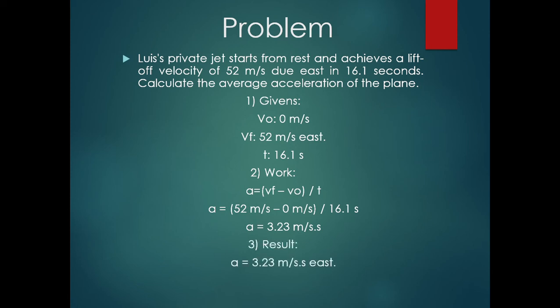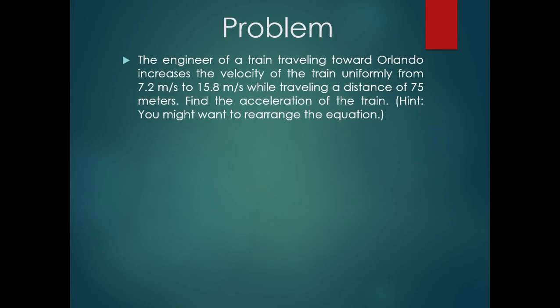Now let's just write our result correctly. Acceleration equals 3.23 meters per second squared east. One more time, always remembering about the vector at the end. So this was a very simple problem, and it was pretty similar to the one I showed you before. But now we're going to jump to a problem that is a little bit different.